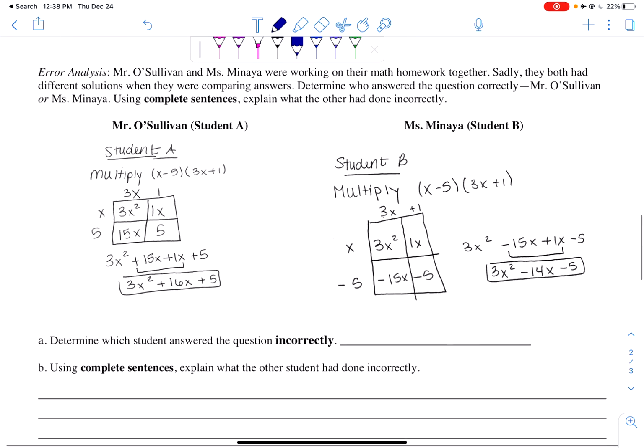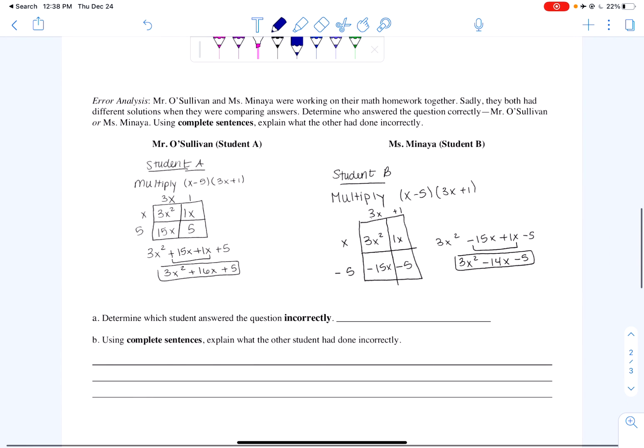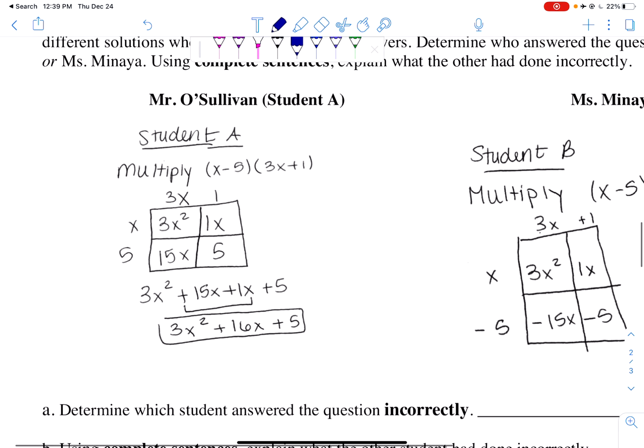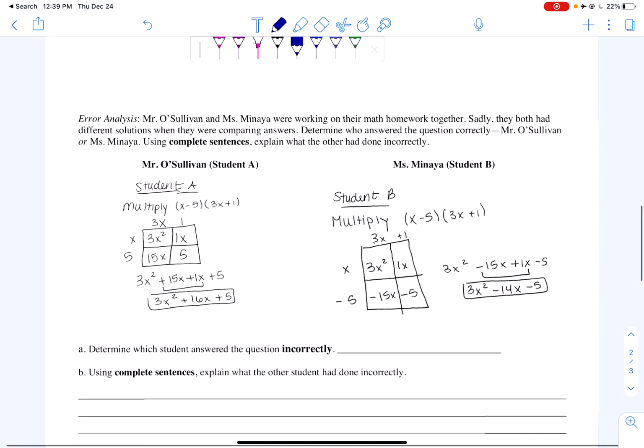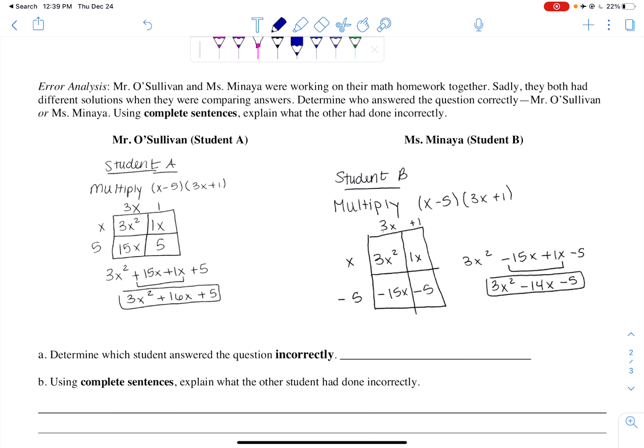Now, error analysis. Mr. O'Sullivan and Miss Minaya were working on their math homework together. Sadly, they both had different solutions when they were comparing answers. Determine who answered the question correctly, Mr. O'Sullivan or Miss Minaya. Using complete sentences, explain what the other student had done incorrectly. So if you look, they both had the same problem. They had to multiply x minus 5 times 3x plus 1. Mr. O is student A, Miss Minaya is student B.